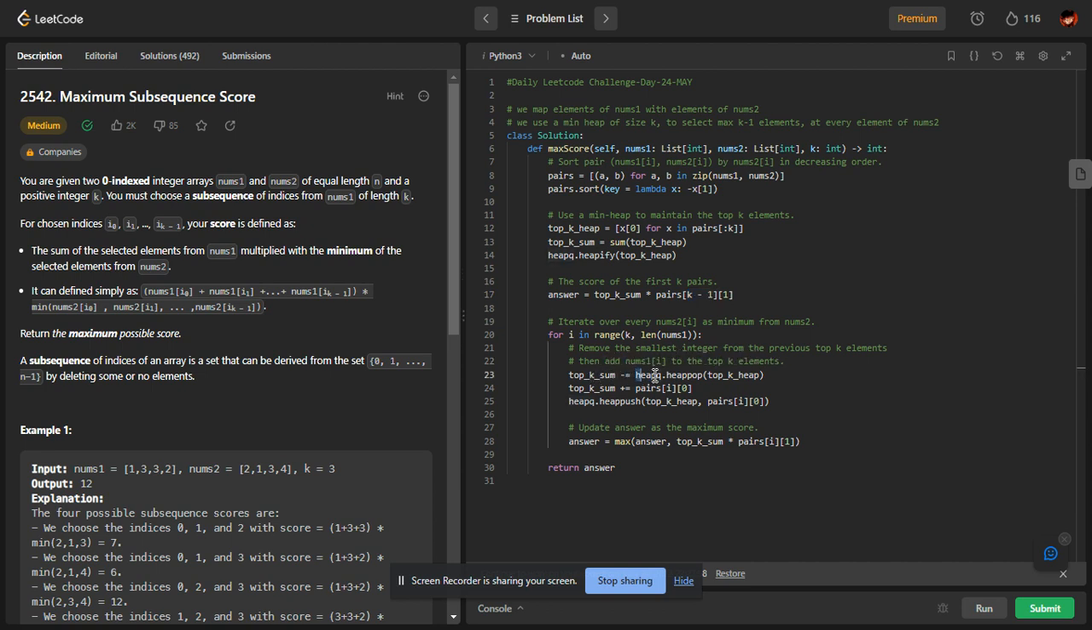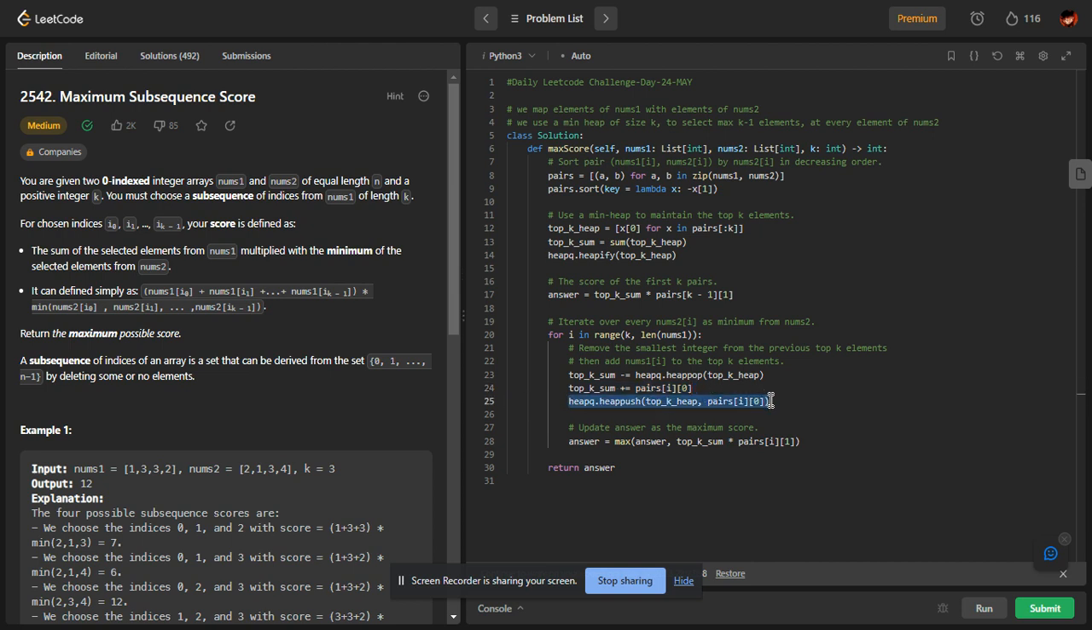We are popping out the smallest element from the previous iteration, and that is subtracted from the top k sum. Now the current ith element, which is going to be the minimum element, is going to be added to this. Remember, we have not added to the heap as of now. So it will be added to the heap in this way.